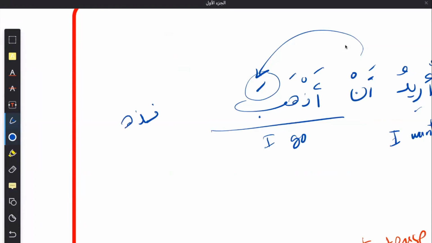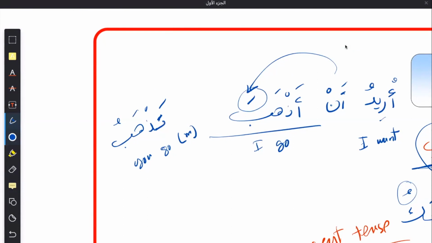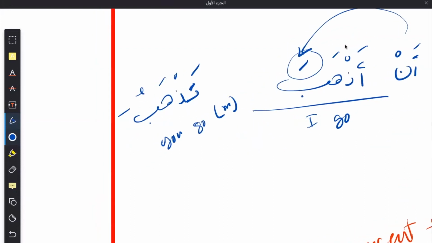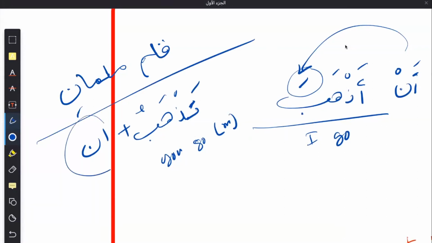Okay, so we'll do another example just to make this one clear. We say tadhabu. Tadhabu means what? You go, for masculine, right? So how would we make it you two masculine going? Tadhabani. Excellent. It is the same thing that we did. Qalamun, we say qalamani. You see? Same, we have the same alif and nun.